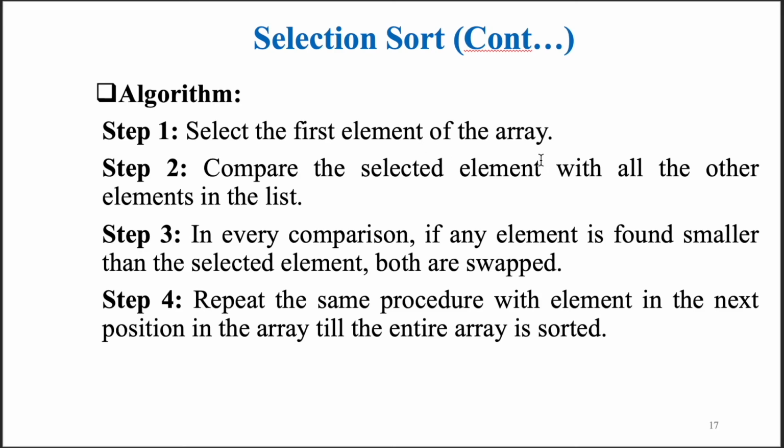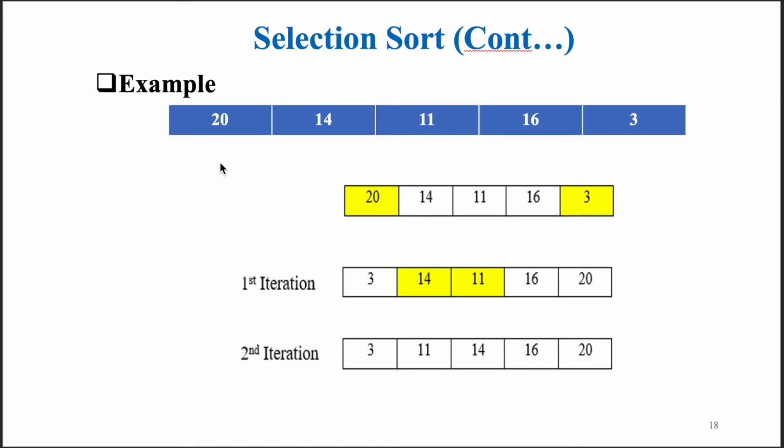The steps involved in the selection sort algorithm are: step 1, select the first element of the array. Step 2, compare the selected element with all the other elements in the list. Step 3, in every comparison, if any element is found smaller than the selected element, both are swapped. Step 4, repeat the same procedure with the element in the next position in the array till the entire array is sorted. Now we take this unsorted array as an example.